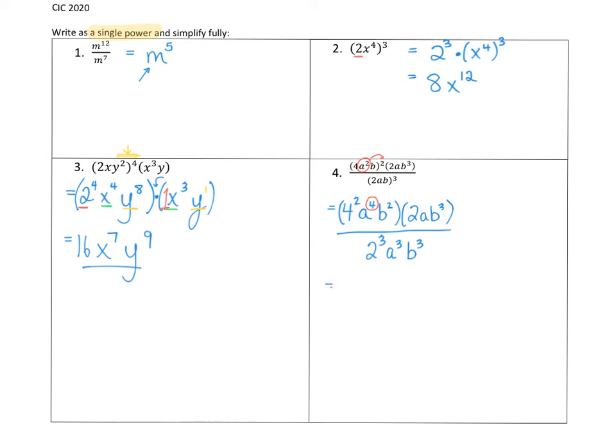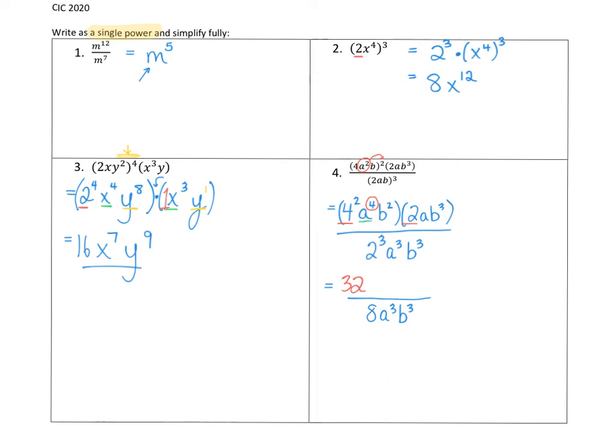Now I'm going to go to the top. So I'm going to leave the bottom the way it is. The only thing I might do on the bottom is just write it as 2 to the 3, which is 8, a cubed, b cubed, and on the top. Okay, so the top now is similar to what we did in number 3. We're going to do our numbers. 4 squared is 16 times 2, so that gives us 32.